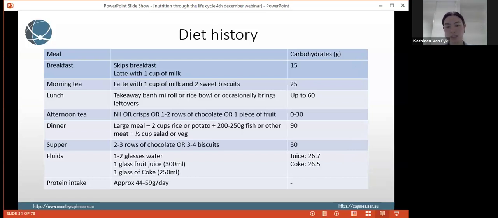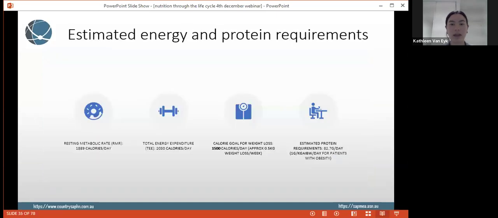So in terms of protein intake, that's looking pretty close to what is standard for an average male. However, if we look at John's actual requirements, we use John's age, height and weight, and that gives us an estimate of his resting metabolic rate. So that's how many calories he might be burning at rest if he's not doing anything, just laying in bed resting. So that's about 1889 calories a day.